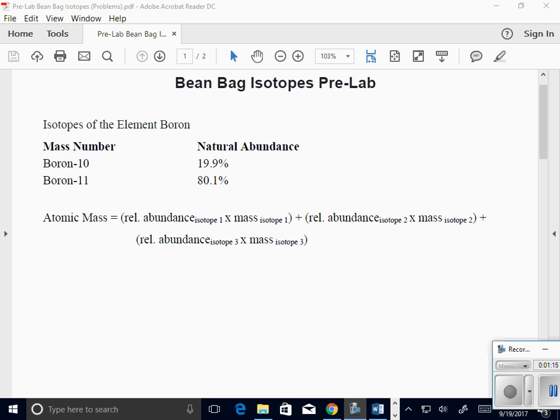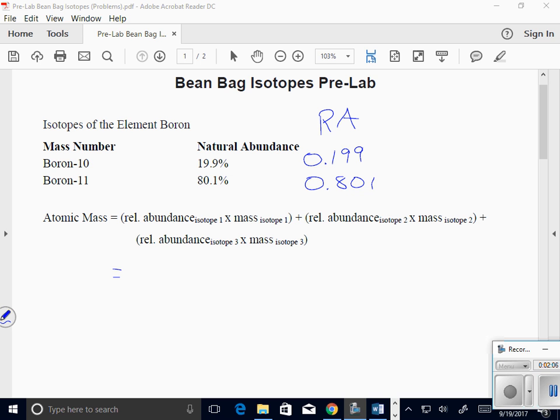Now, I'm giving natural abundance. Relative abundance is just the decimal form. Okay? So, if my natural abundance is 19.9%, my relative abundance is 0.199. Okay? And I'm just going to use RA for relative abundance. Now, same thing. My relative abundance is going to be 0.801 for boron-11. So this is just a nice, easy calculation using this.